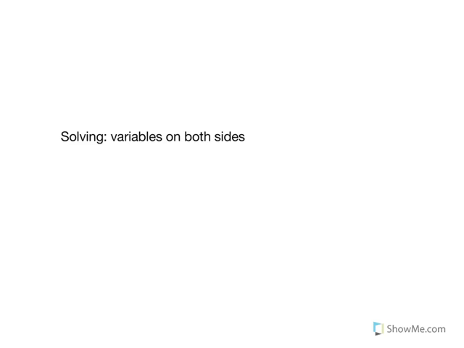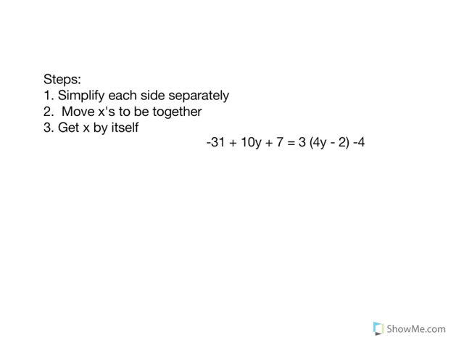Hi, this problem is about solving when we have variables on both sides. Before we start on our example, I want to go over a list of steps. When we're solving complex equations like this, our goal is to, 1, simplify each side separately, 2, move our x's, or whatever letter we're using, to be together, and then 3rd, get the x by itself.